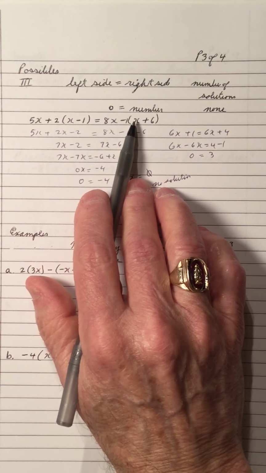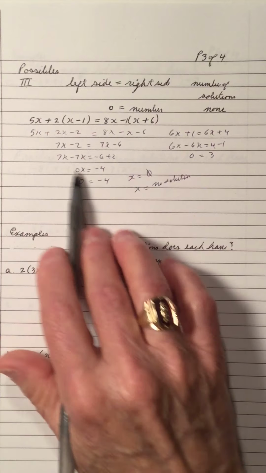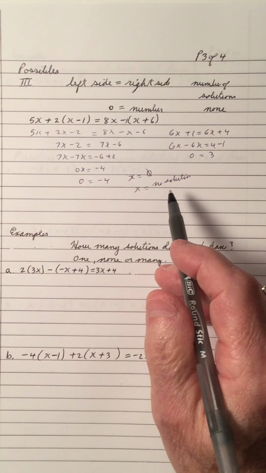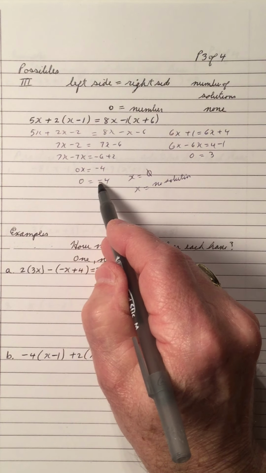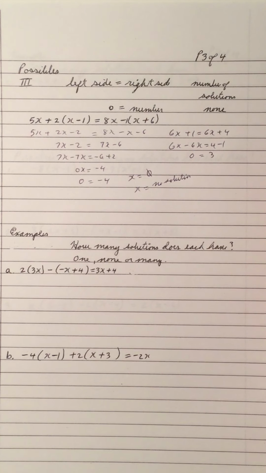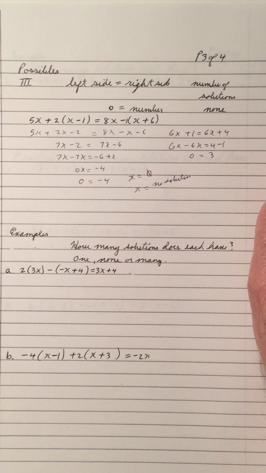But when you make the equation long and disguise what's happening, then by working it through, you come down to 0 equals negative 4, and you say, oh, there's no solutions. Okay, that's the three possibilities. One answer, many answers, or no answers.